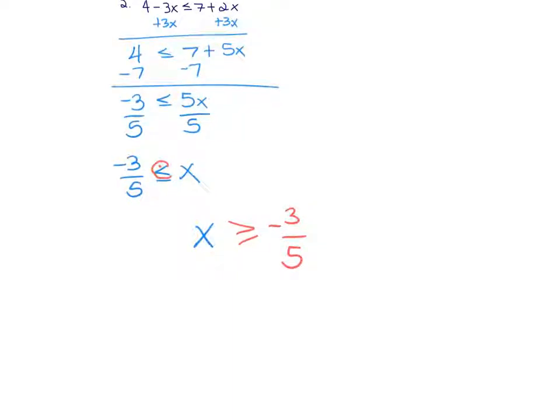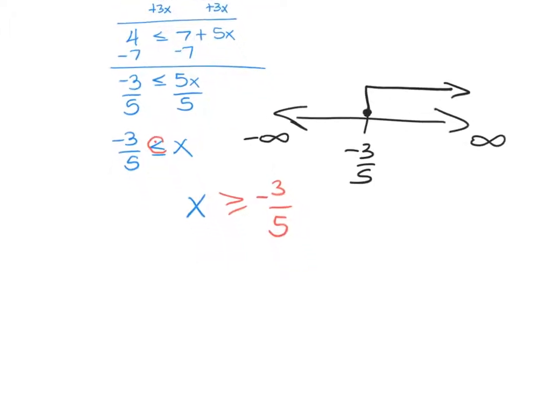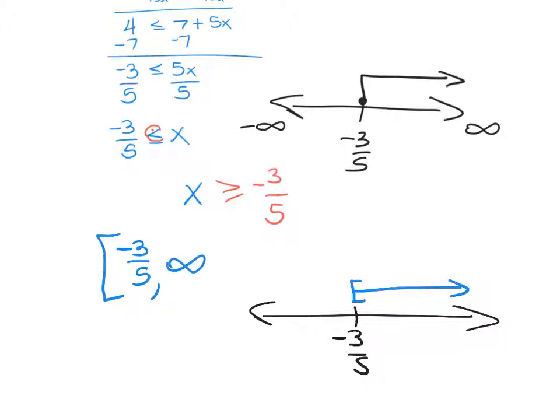So if I were to graph it the old way, remember this would have been a closed circle on negative 3/5. And it was greater than, so it's going this way to the positive infinity. Now the new way for the graph, instead of a closed circle, what I'm going to put on negative 3/5 is a bracket and still point it in that direction. My interval notation is going to have negative 3/5 with the bracket, and it goes to positive infinity.